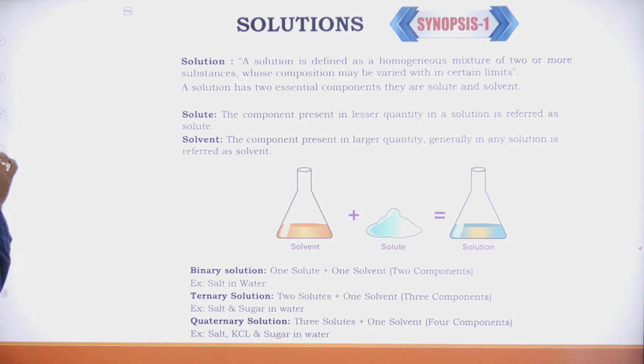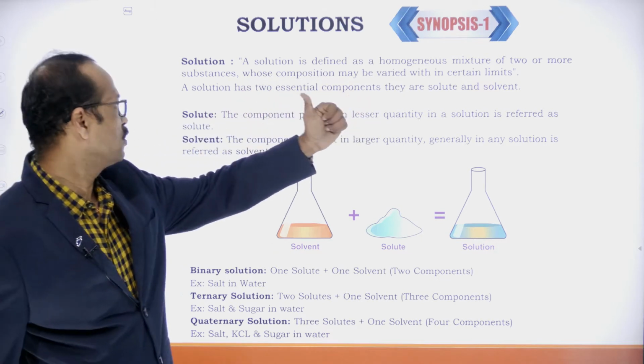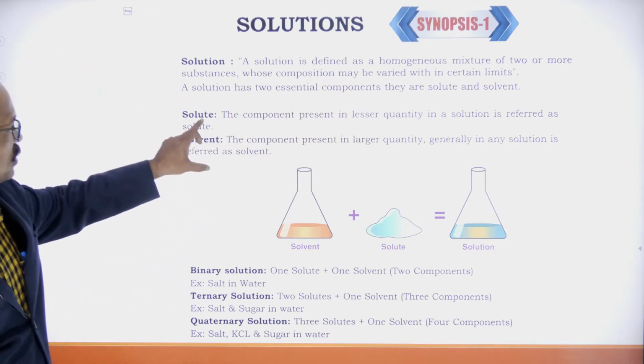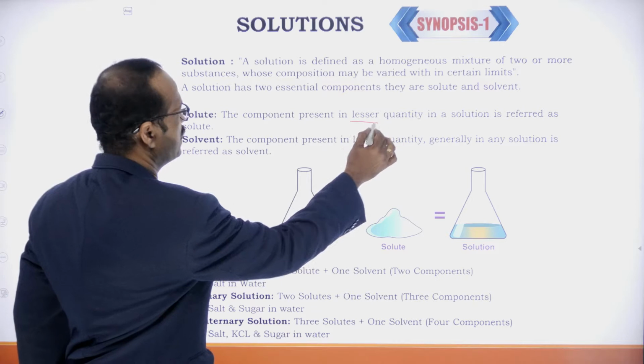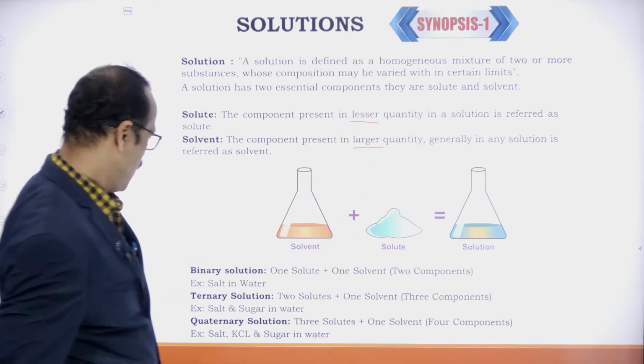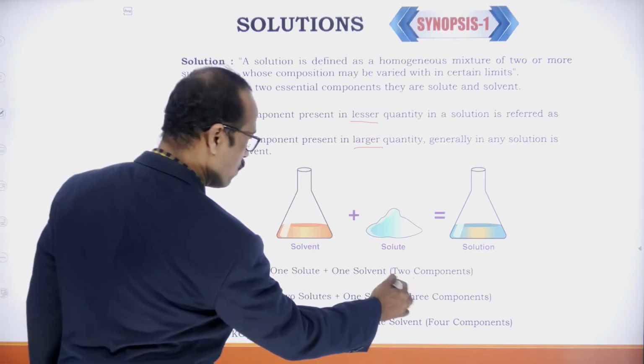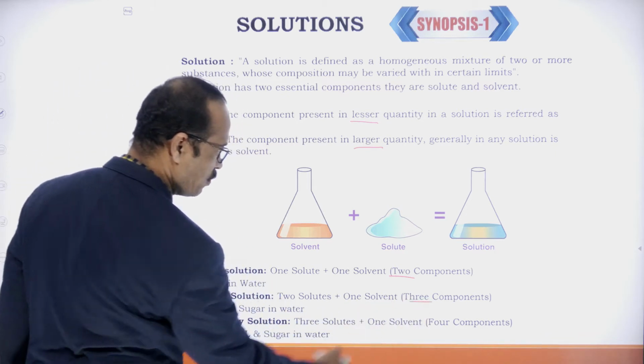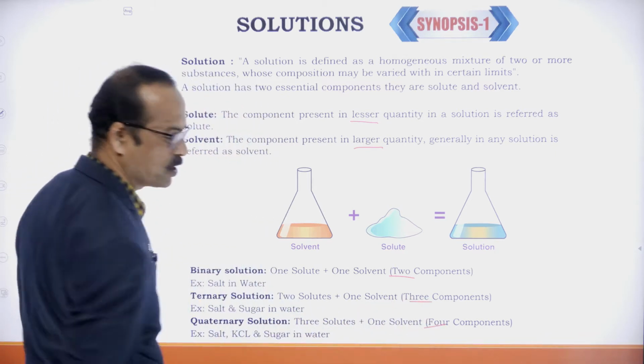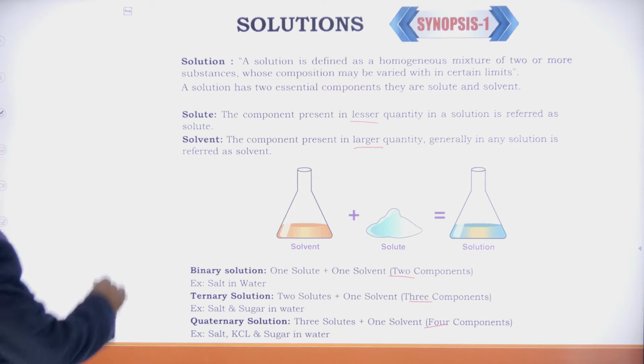So you can see here. A solution is a homogeneous mixture of two or more substances. It consists of two components called solute and solvent. Solute is the lesser and solvent is the larger. And binary consists of only two components. Ternary consists of three components, and quaternary consists of four components, right? So this we have done.